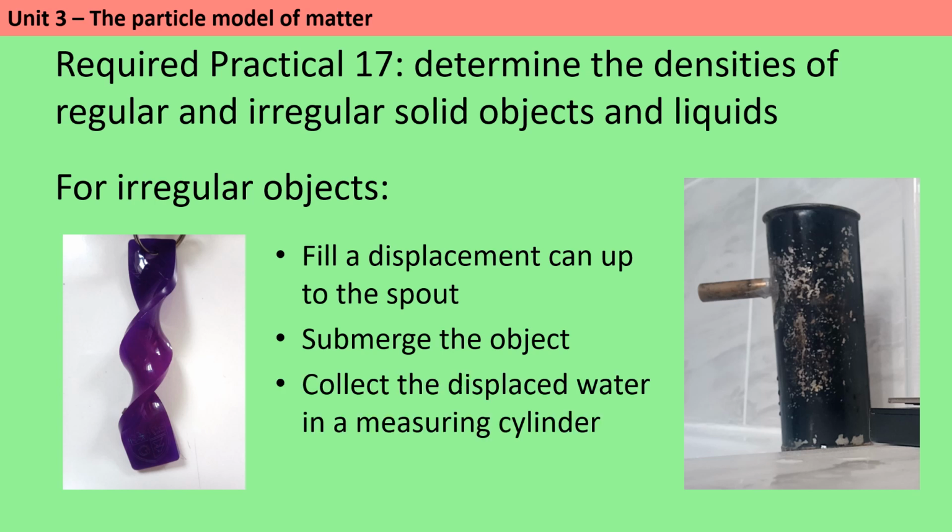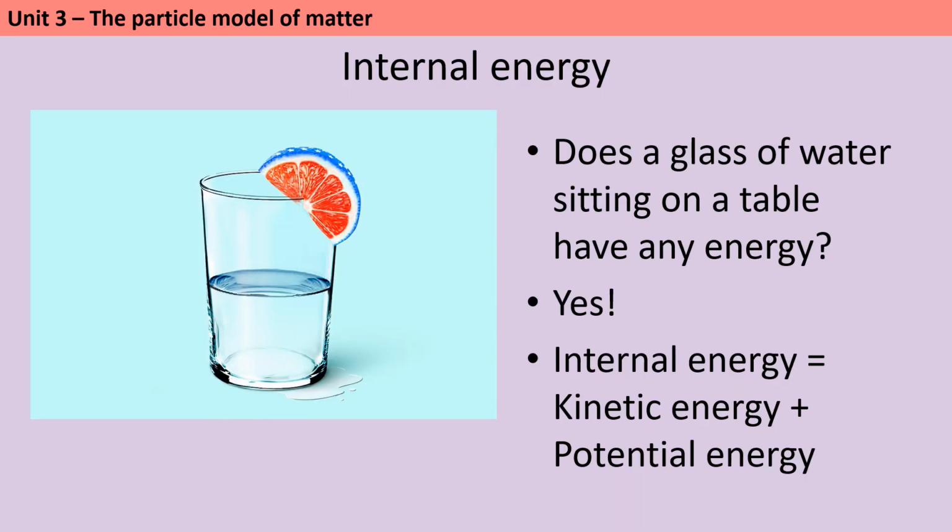So you catch that water in a measuring cylinder, and then you can measure the volume of that water. And this works because the volume of the water will be equal to the volume of the object. And then again, we need to measure the mass of the object using the balance, and then we can calculate density.